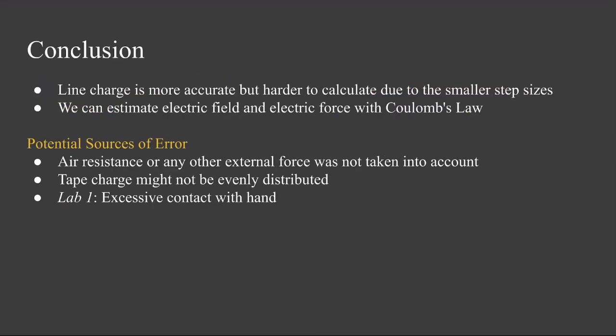In conclusion, we see that the line charge is more accurate but harder to calculate due to the smaller step sizes. We can also estimate electric field and electric force with Coulomb's law. Some potential sources of error include air resistance or other external forces that were not taken into account. The tape charge might not have been evenly distributed, which would have skewed our data for lab 1 and lab 2. And going back to lab 1, there was a chance that I might have used excessive contact with my hand, which could have skewed the data for the electric field and charge.